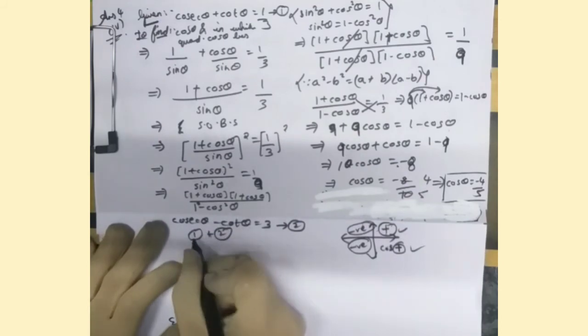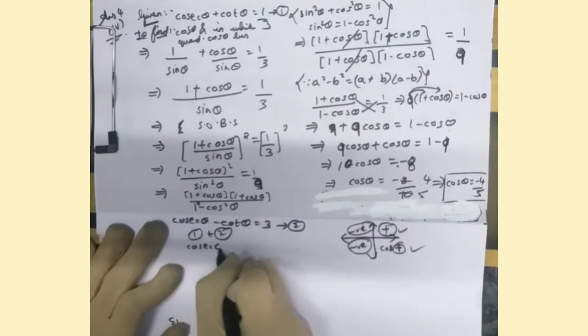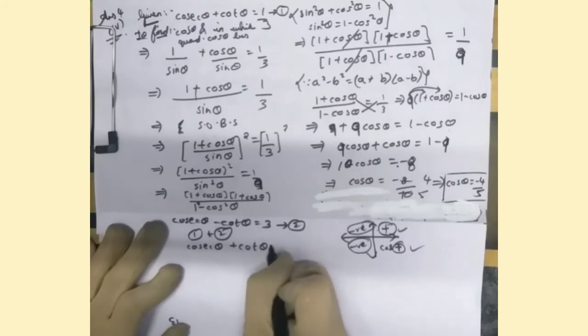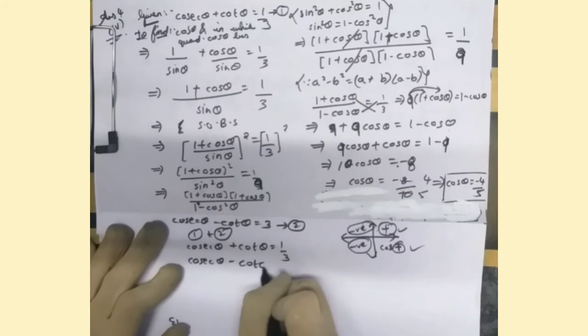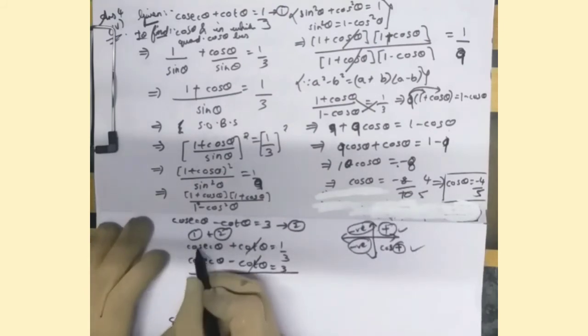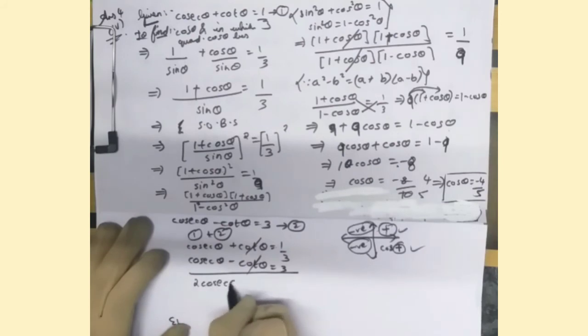What is the first equation you have? Cosecant theta plus cot theta is equal to 1 by 3. What is the second equation you have? Cosecant theta minus cot theta is equal to 3. If I add these both, plus cot theta and minus cot theta will get cancelled. Cosecant theta plus cosecant theta is 2 cosecant theta, equal to 1 by 3 plus 3 by 1. What is 1 by 3 plus 3 by 1?